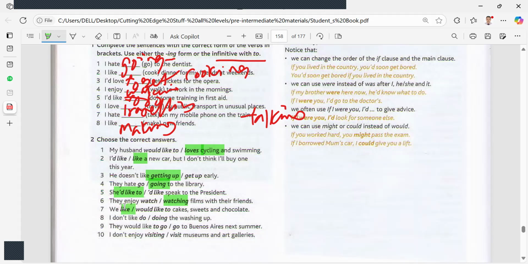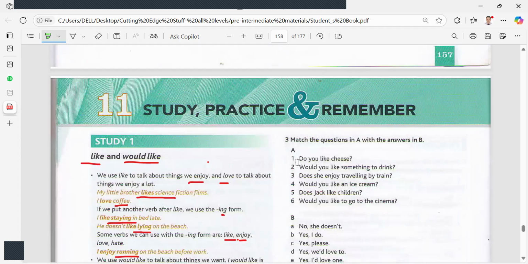Good. Next. I don't like doing the washing up. Yes. I don't like doing. Yes. They would like to go to Buenos Aires next year. Yes. I don't enjoy visiting museums and art galleries. Perfect. Well done.